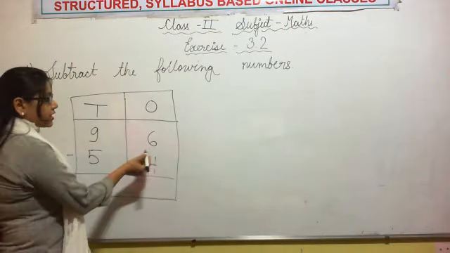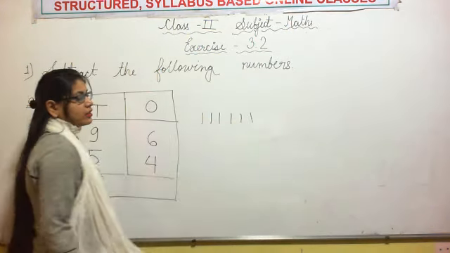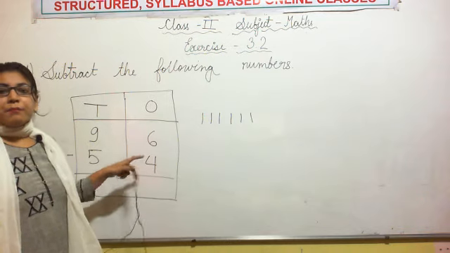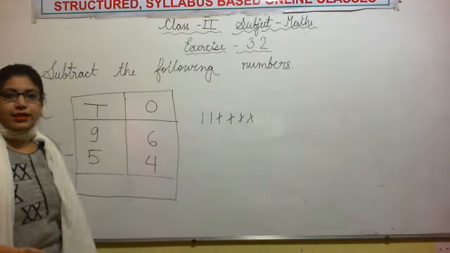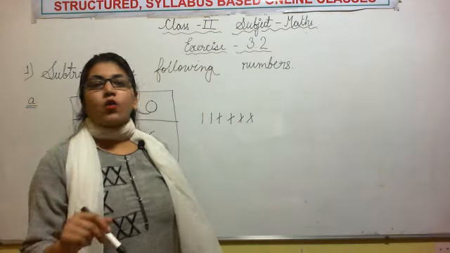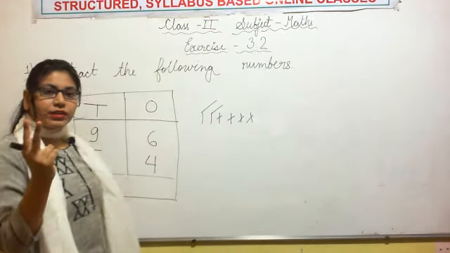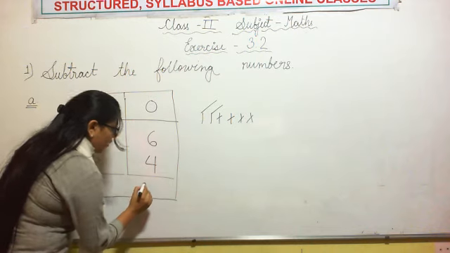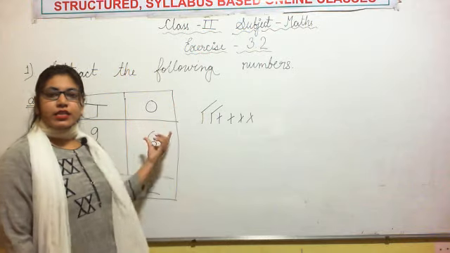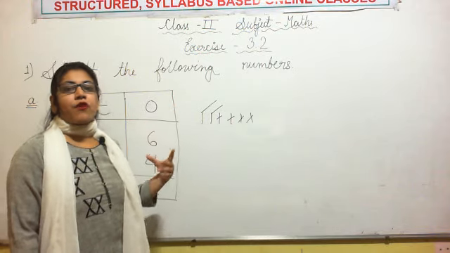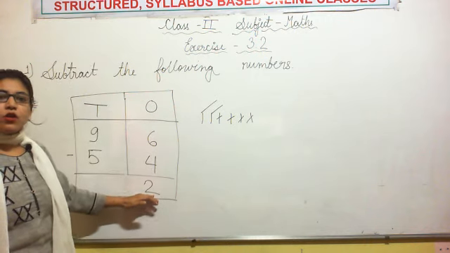Now 6 minus 4. So we will draw 6 sticks first. Minus 4, it means we will cancel out 1, 2, 3 and 4 sticks. Now we will count the remaining sticks. So let us count 1, 2. 2 sticks are left. So we will write number 2 below ones. We were dealing with ones. We subtracted the smaller number from the bigger number of ones, so we will write the answer below ones.